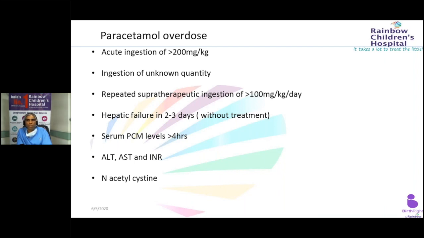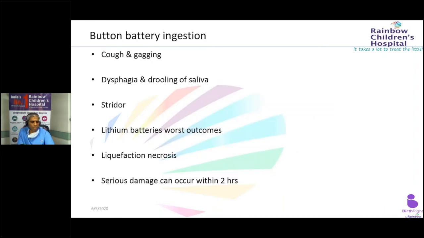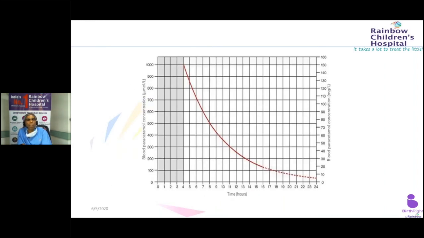Serum paracetamol levels can be done 4 hours after ingestion if they present before 8 hours. ALT and INR will guide us about the hepatotoxicity. And N-acetylcysteine has to be started immediately if the child consumed paracetamol more than 200 mg per kilo, or if we have any evidence of liver involvement or the paracetamol levels are high. This is the nomogram which helps us to decide when to start the treatment.